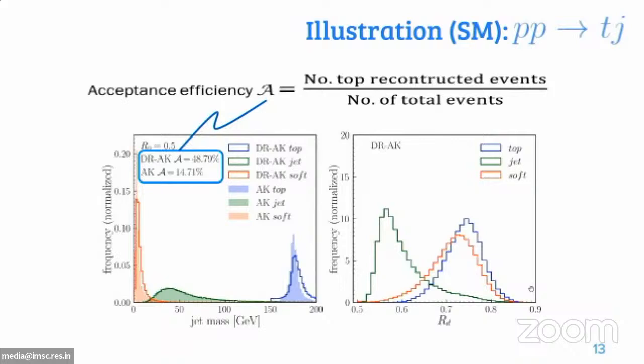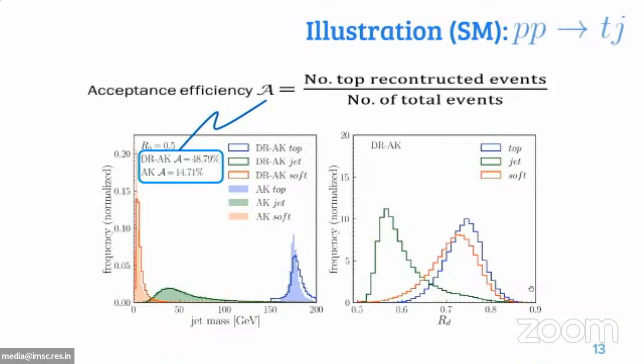And here what we can see is that for the QCD jet, which is represented by the green, the mass for both the cases are actually similar. The distributions are similar. And another thing that we achieve is this acceptance.